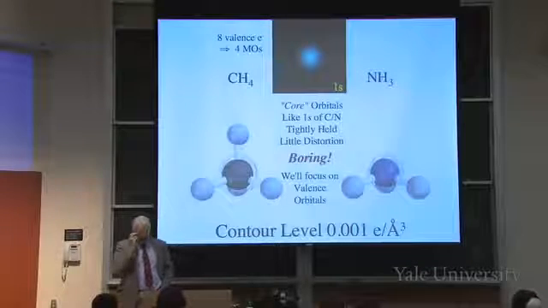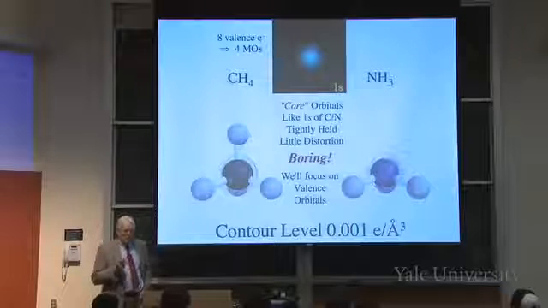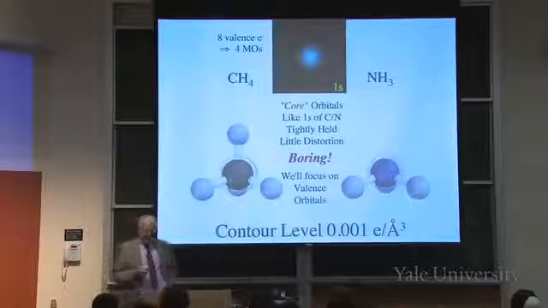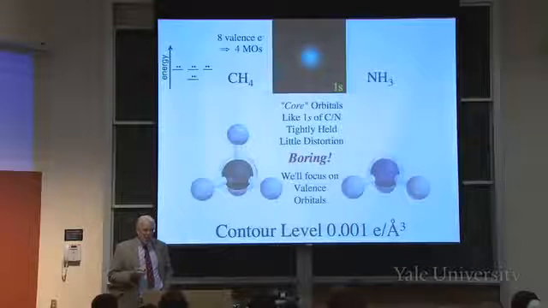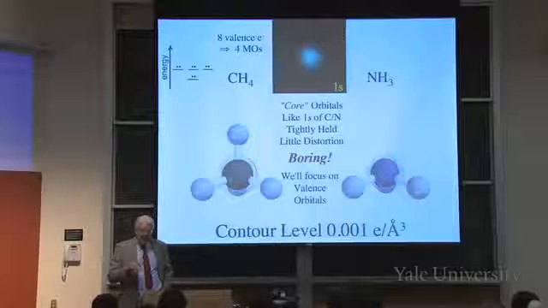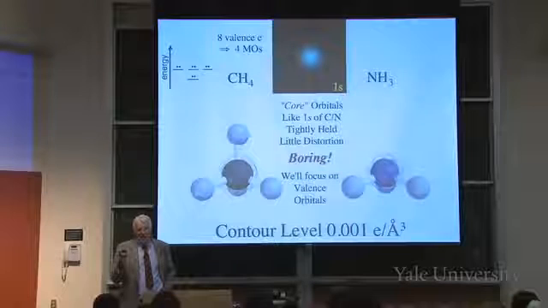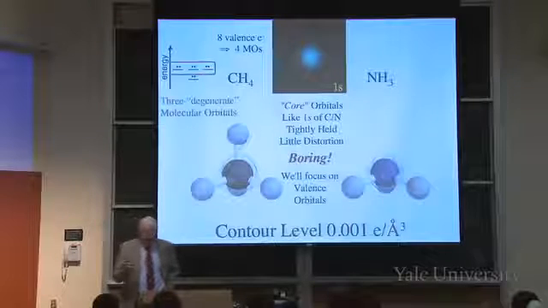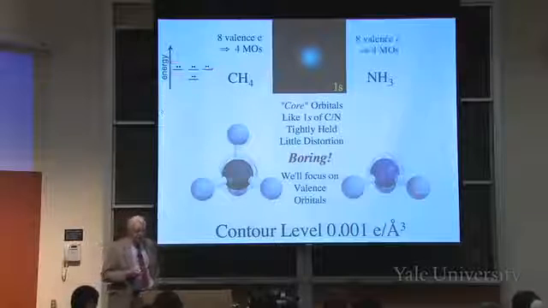Now, there are 8 valence electrons. That means 2 to an orbital. So there'll be 4 molecular orbitals that have electrons in them in methane. And they are arranged in energy this way. There's a lowest energy, and then there are 3 that have exactly the same energy. Do you remember what those are? What we call those when several orbitals have the same energy? Degenerate. Okay. So there are 3 degenerate molecular orbitals for CH4 that have exactly the same energy.